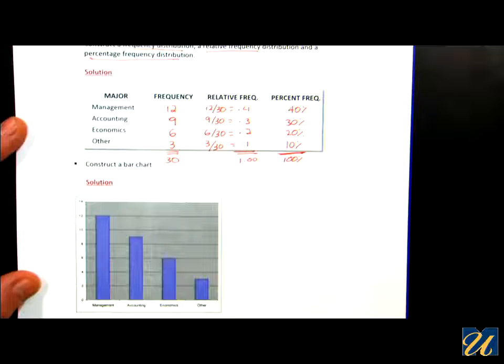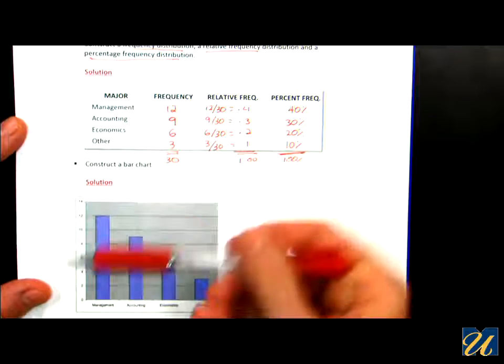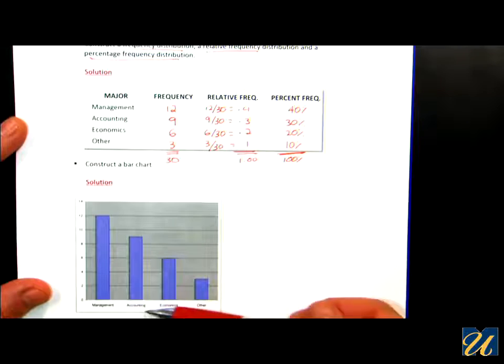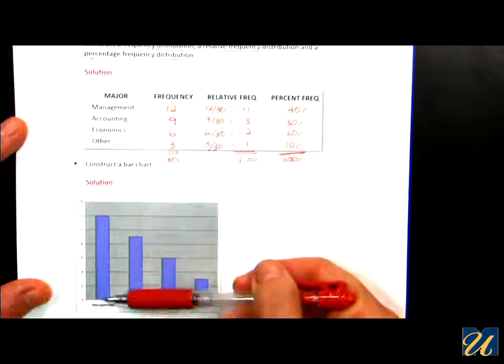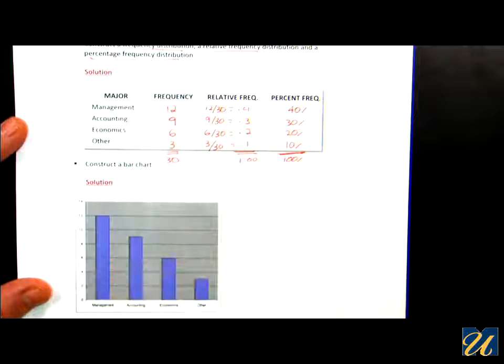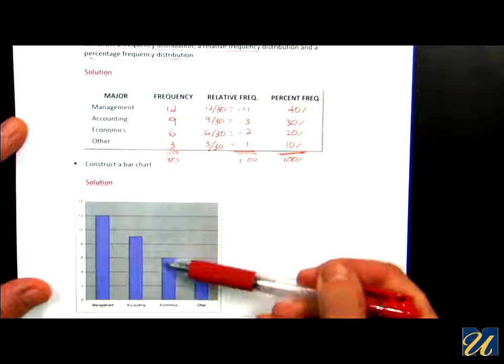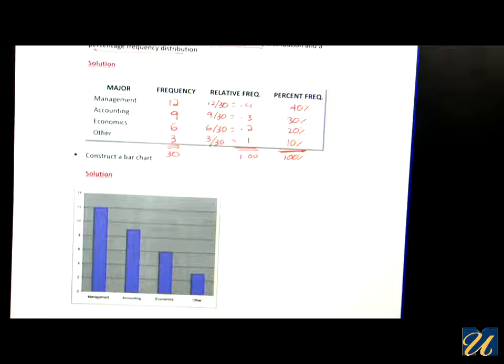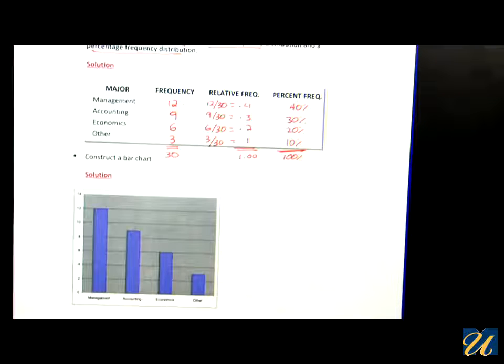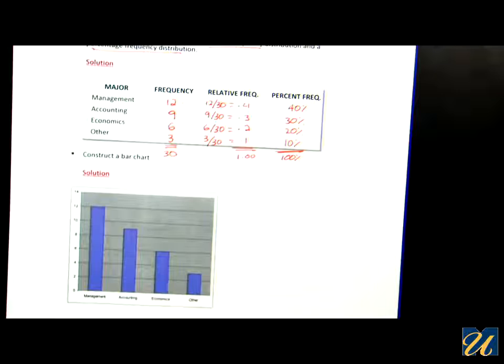Now, construct a bar chart. I have used the frequency distribution. You create your scale. You enter the different majors. Management has a frequency of 12. You extend it up to 12. Accounting 9, economics 6, and others 3. That could also be a Pareto chart, because if you notice, it is presented in descending order. Make sure that when you create a bar chart, the bars are separated.